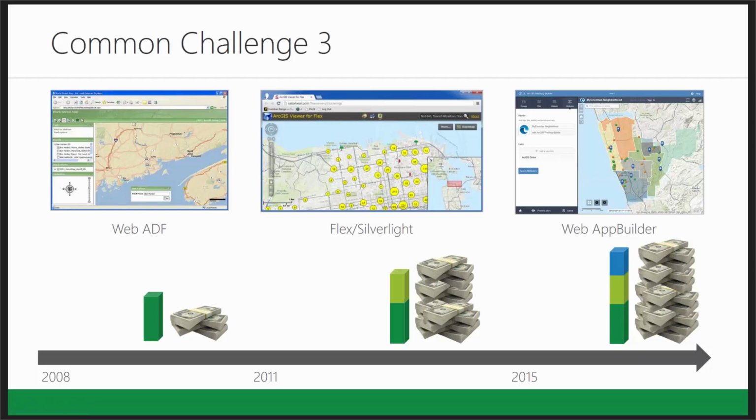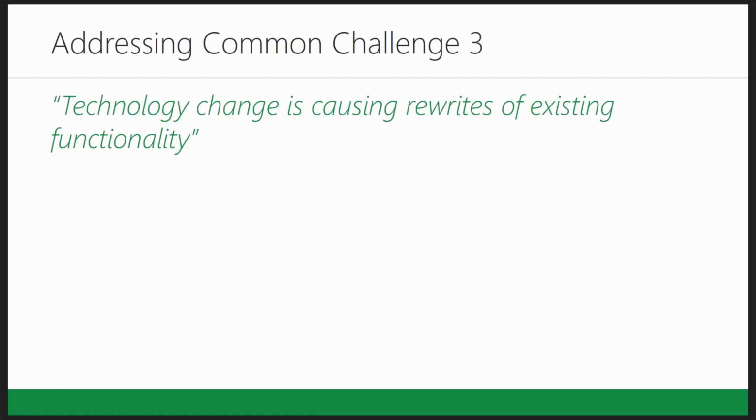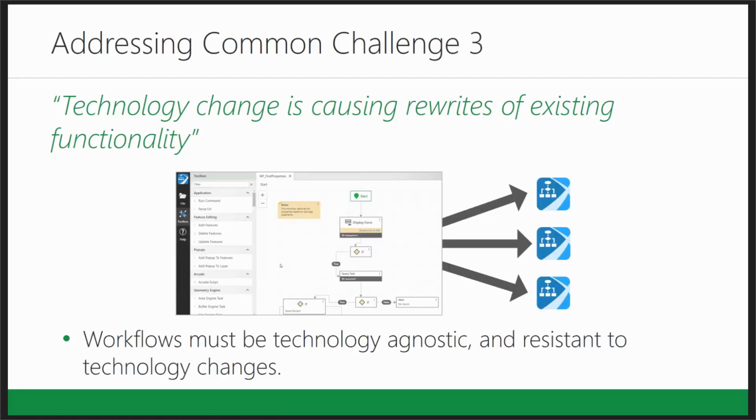HTML5 and Esri's JavaScript API provide new ways of building applications, so once again we're rewriting. And even as it stands, we may have applications that are built on the ArcGIS API for JavaScript 3.x. The current version is 3.20, and we may be thinking about migrating these applications to a brand new version of that API labeled 4.3. This is expensive. It's costly to keep rewriting functionality as opposed to adding net new functionality to your organization and therefore adding new business value. So common challenge number 3 is that technology change is causing rewrites of existing functionality.